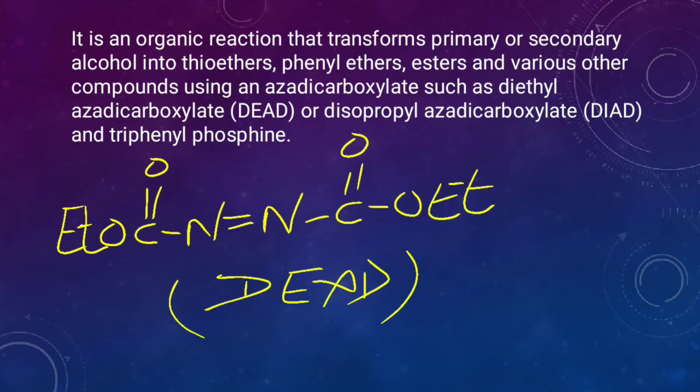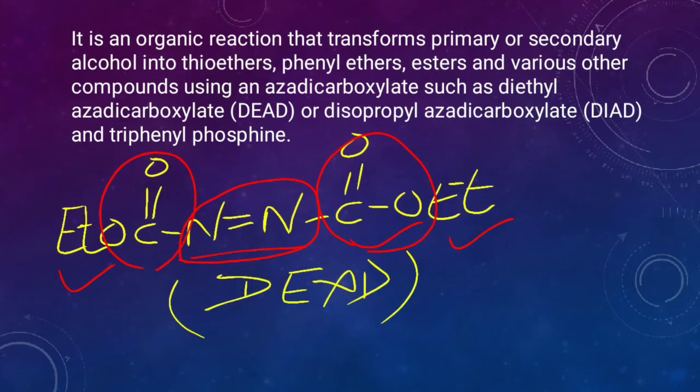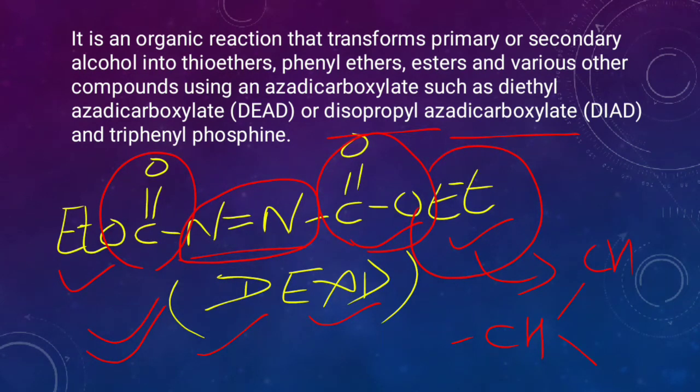This is the structure of diethyl azodicarboxylate. In this structure, you can see two ethyl groups are there. This group is known as the azo group and these are carboxylate groups. So the name of this compound is diethyl azodicarboxylate. In the diisopropyl azodicarboxylate, these ethyl groups are substituted by isopropyl groups. This is the isopropyl group.